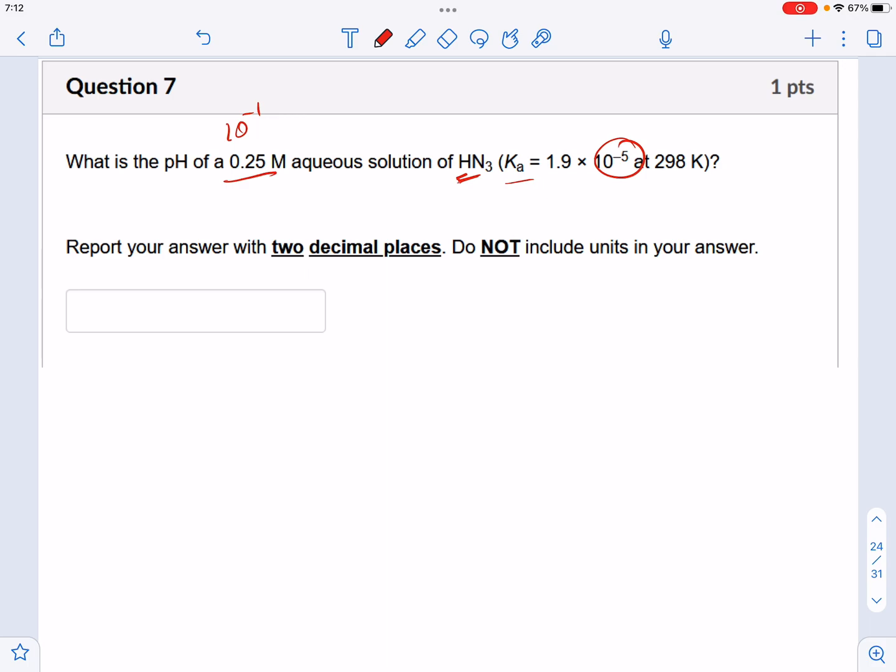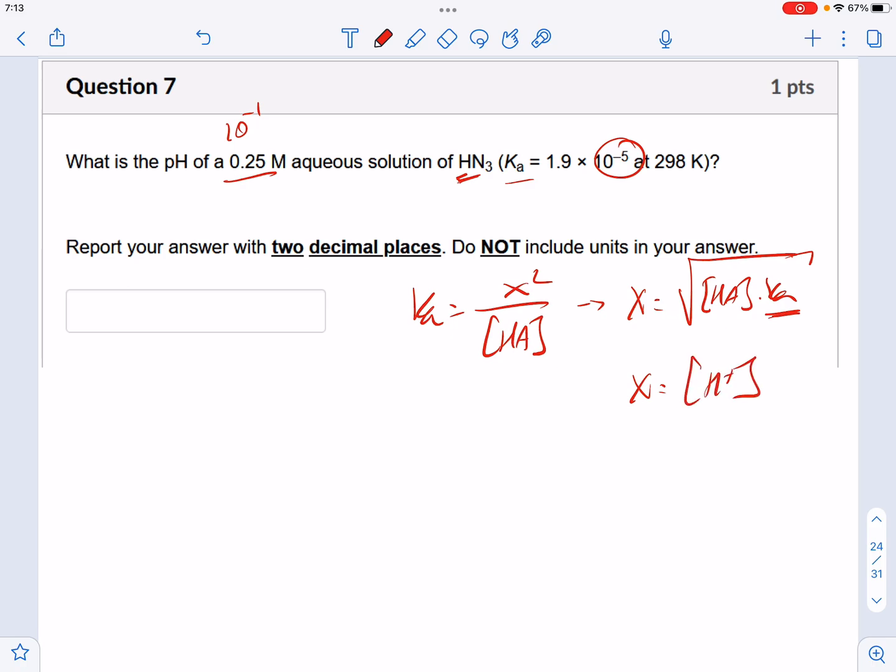Okay, we can assume that x is small, and if that's the case, Ka is x squared divided by HA, and therefore x will be the square root of HA times Ka. All right, and since we are using Ka here, x represents H plus. All right, so x will be equal to the concentration of acid, 0.25, times 1.9 10 to the negative 5.